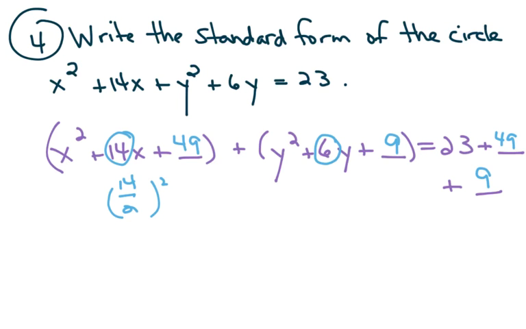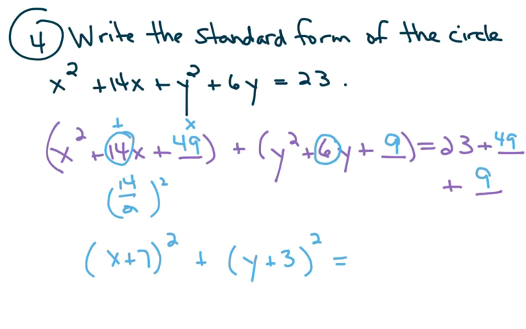Now that we've created our perfect square trinomials, we're going to write these in factored form. Remember I said in factored form, they're going to be something squared. You can do the factoring the old-fashioned way, which is what two numbers multiply to give you 49 but add to give you 14. Well, you're going to get 7 and 7. So it factors into x plus 7, x plus 7. But that's the same as x plus 7 squared. So the second perfect square trinomial is going to factor into y plus 3 squared.